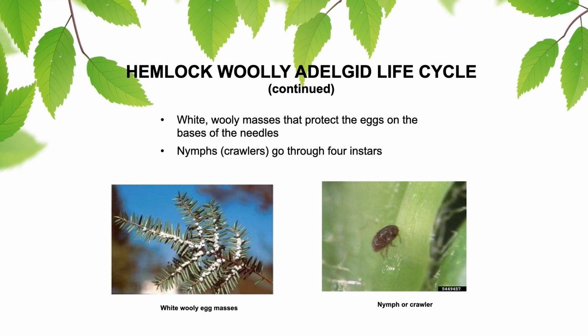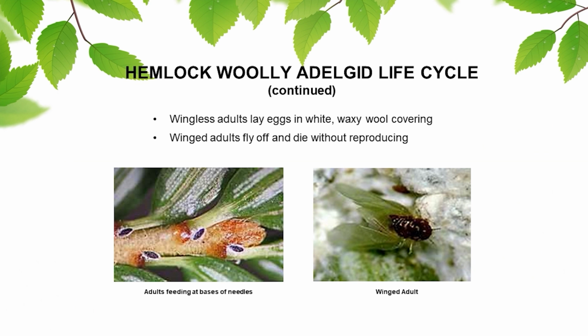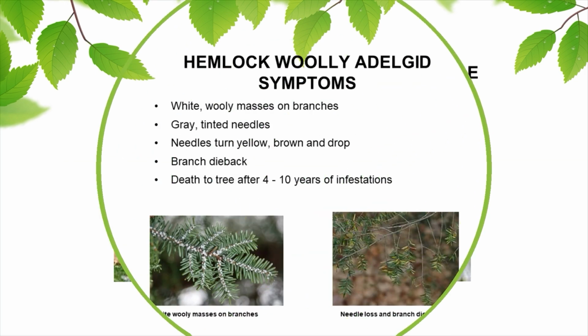Nymphs insert their piercing mouthparts into the bases of needles and feed on the tree's stored nutrients. They remain at the base of the needle for the rest of their lives. The nymphs develop into adults that continue feeding on the host hemlock tree. The wingless adult adelgids lay eggs in the white, waxy wool that they produce. The spring generation produces both wingless and some winged adults.